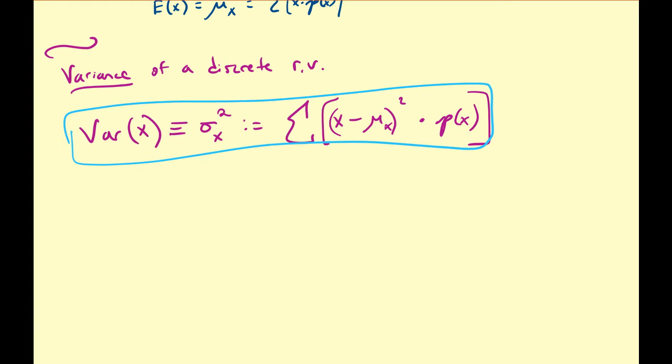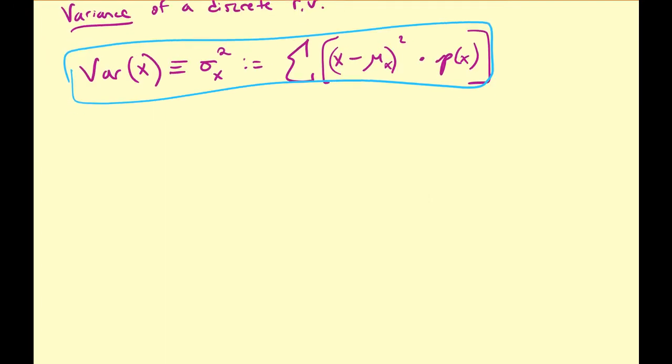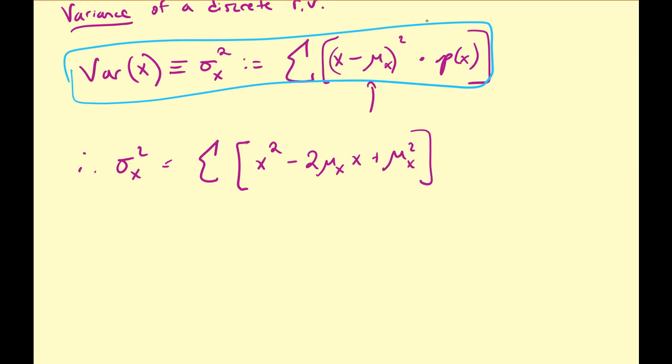Now that may seem a little bit more tedious, so we're going to derive a simpler property that may be more efficient to use. Alright, so let us take this expression here and let us expand it out. So the variance for x is going to be equal to the summation of, so what do we get when we square that out? That's going to be equal to x squared minus 2 mu x x plus mu x, the quantity squared, multiplied by p of x.